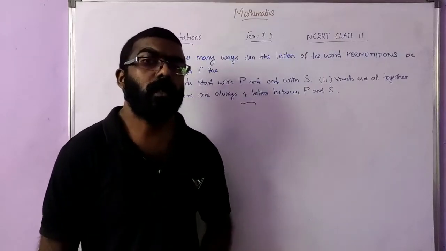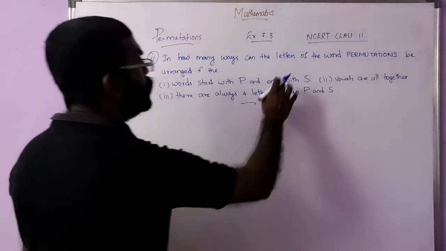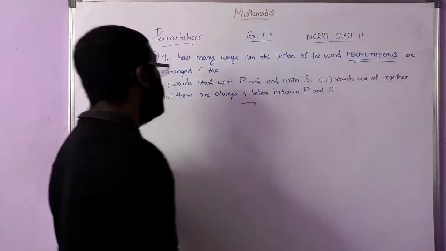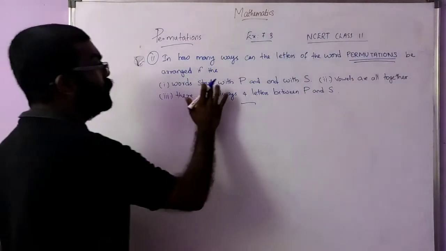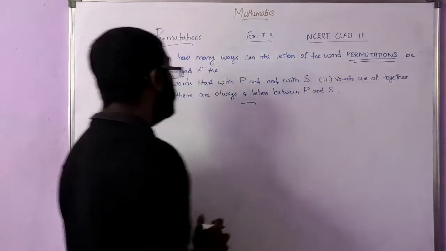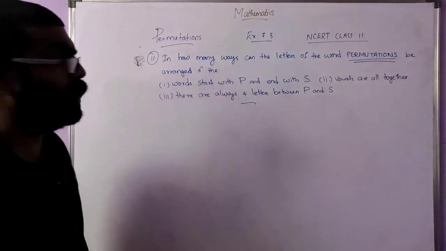Now we move on to the last question in this exercise. In how many ways can the letters of the word PERMUTATIONS be arranged if the words start with P and end with S? Second one, vowels are all together. Third one, there are always 4 letters between P and S.